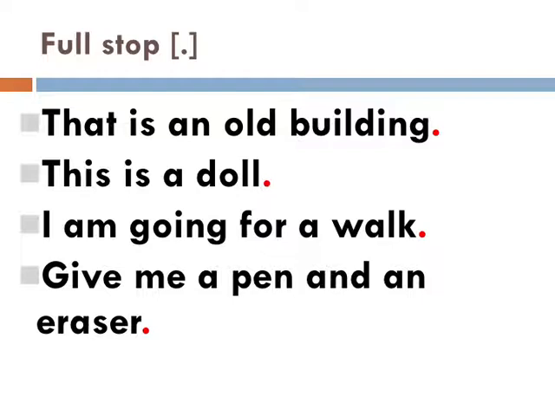Now let us see a few examples. That is an old building. Full stop. See, that means the sentence has come to an end. This is a doll. I am going for a walk. Give me a pen and an eraser. Okay, so by adding a full stop, our sentence gets completed. It comes to an end, and it is also known as a period.